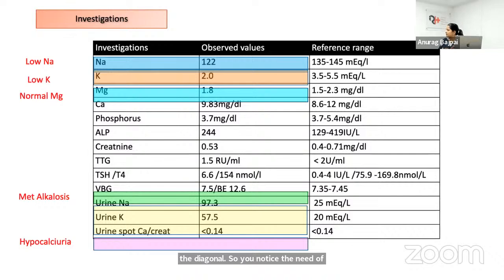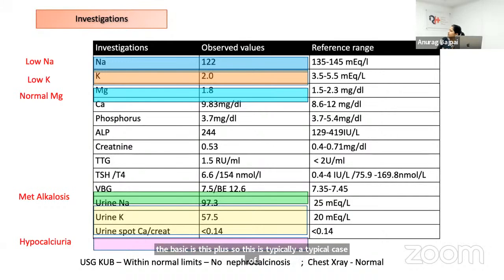Now, the metabolic alkalosis is pH 7.5 with a positive base excess. So this is classically a typical case of hypochloremia, hypokalemia, and metabolic alkalosis. Now your calcium level is normal. Magnesium is normal. There is no hypercalciuria, and on ultrasound, no nephrocalcinosis. But still, I will keep Bartter as a strong possibility.